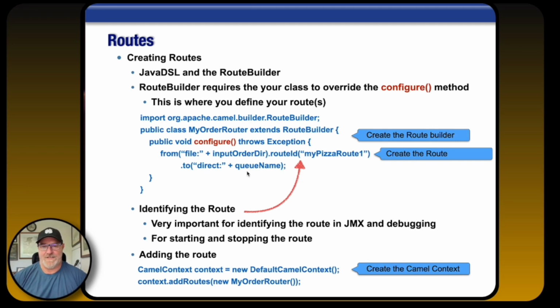And then in this case here, we're just using some components to read from a file and then to send it to a direct. The other piece to understand is that once you've got your route builder configured, now you have to add it to the CamelContext. So you can do stuff like this in code, or you can use Spring to do it too. And Spring will auto wire some of this together for you.